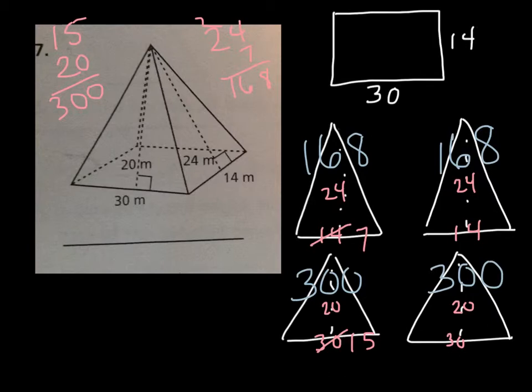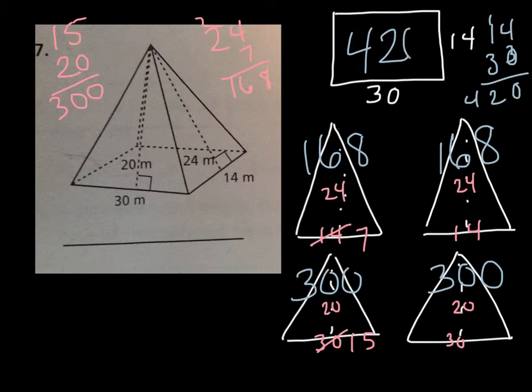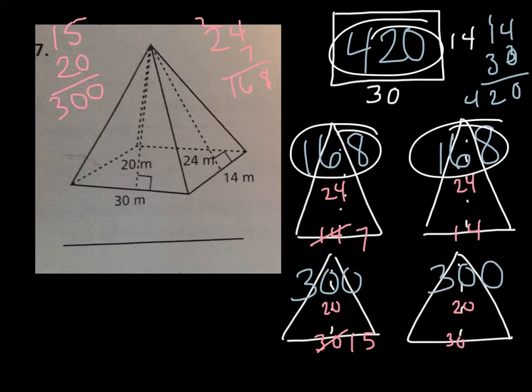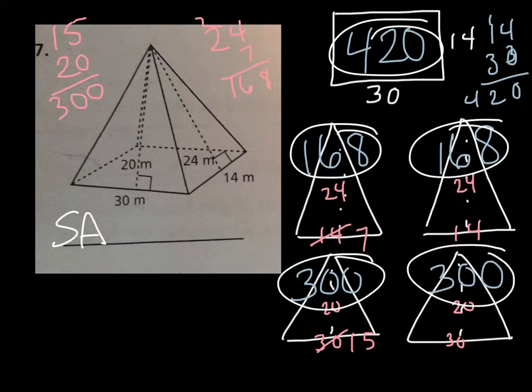And then I need to find the area of the rectangle. Oopsie. So I have 30. And I do not divide it by 2 because it's a rectangle. Now what I need to do is add this plus this plus this plus this plus this in order to find the surface area of that pyramid.